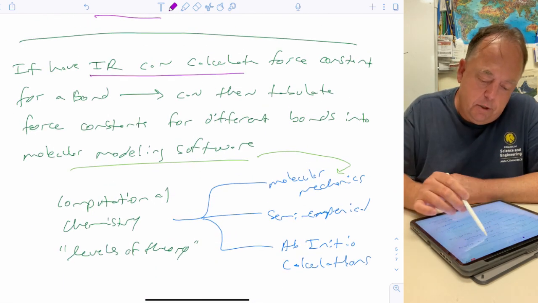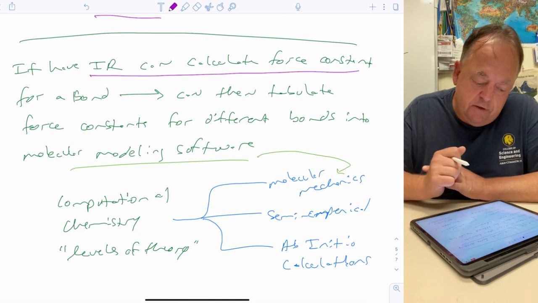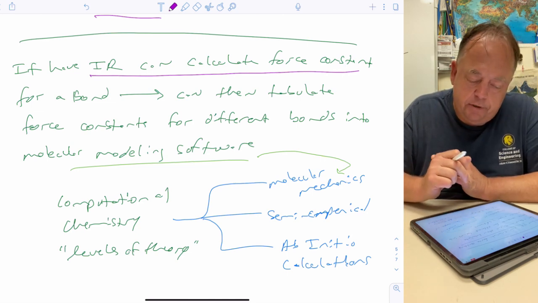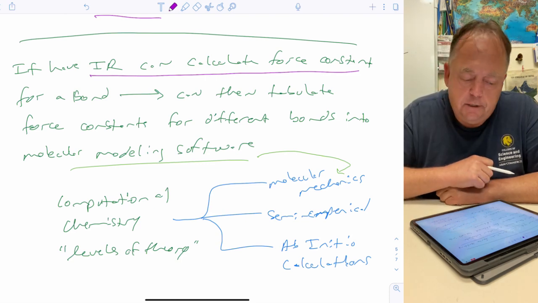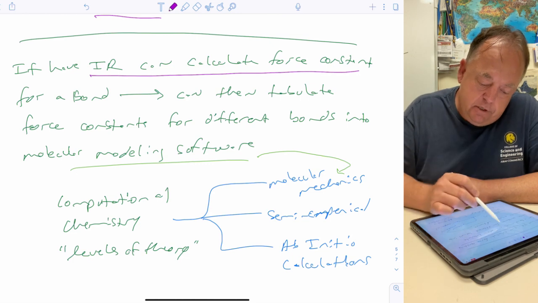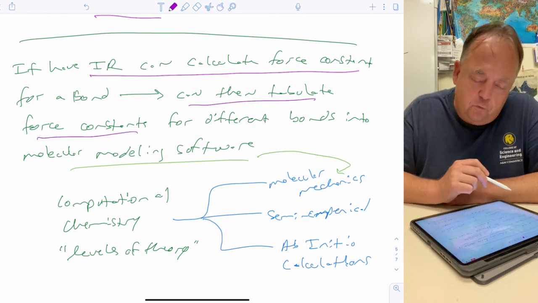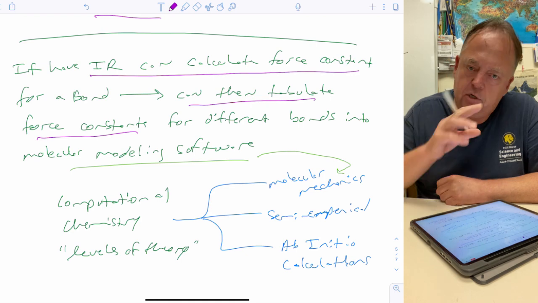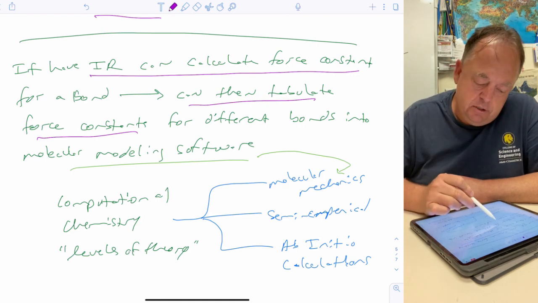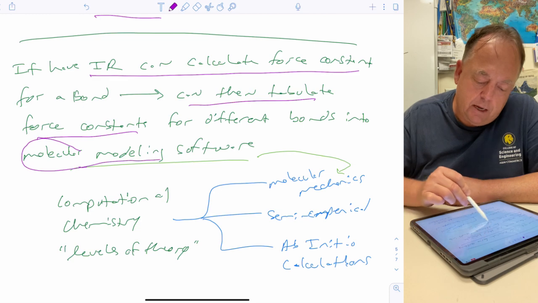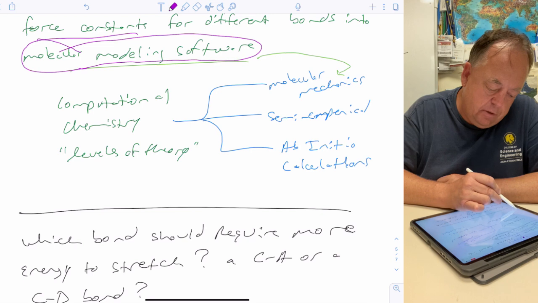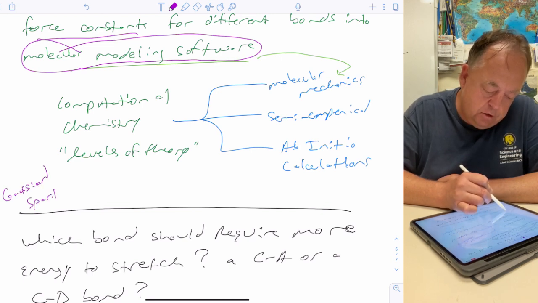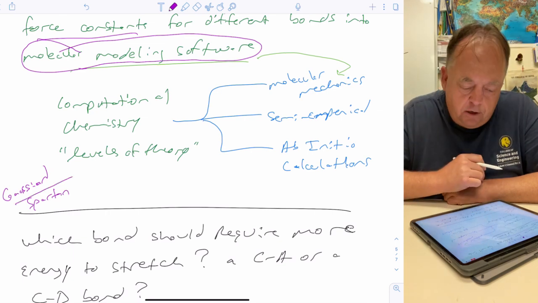But the basic point, another significance of this, is that you can do an IR spectrum and use where a signal is to calculate the force constant for a bond. That has utility, because you could then tabulate all of these force constants for different bonds, based on what their environment is, and put that into molecular modeling software. If you've ever done any computational chemistry, maybe on Gaussian or Spartan, for example, which is some of the software that we have here.